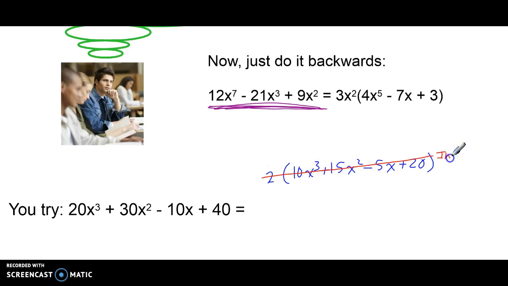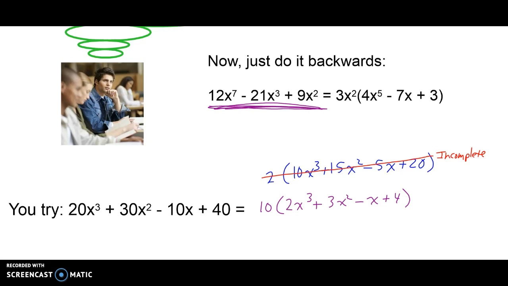It's incomplete. It is true that 2 goes through all of those, and you can factor a 2 out, but that's not all you can factor out. There's a much larger number that you can factor out. So yes, of course, what I would love for you to do is pull out the largest factor that can be pulled out of a polynomial. In this case, it would be 10. And that would leave you 2x cubed, 3x squared, minus x, plus 4.